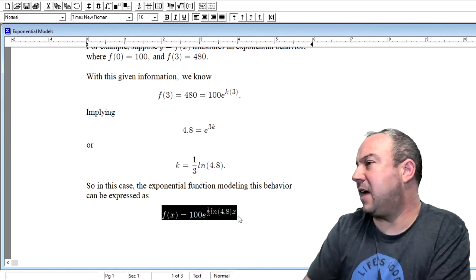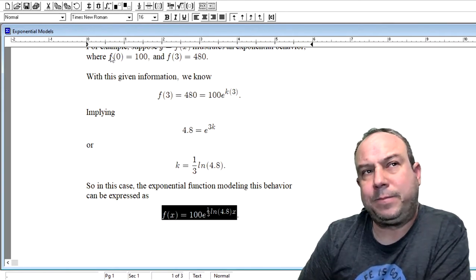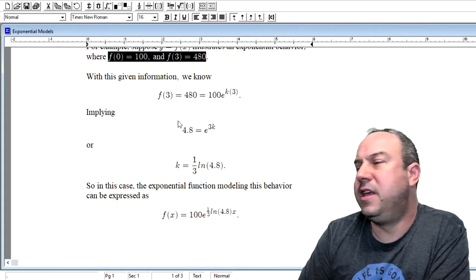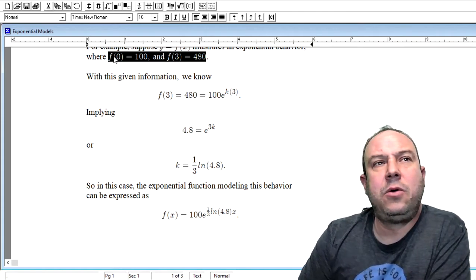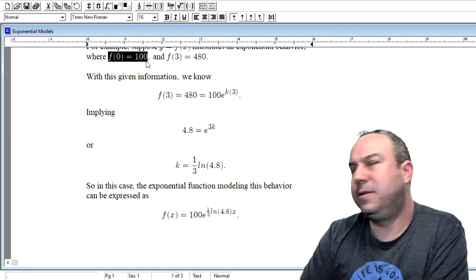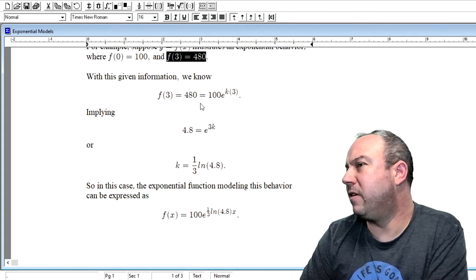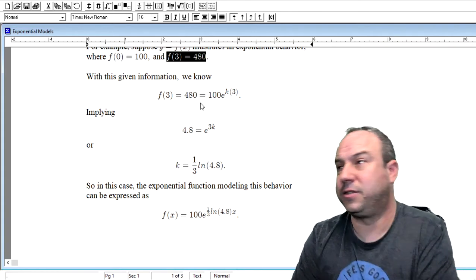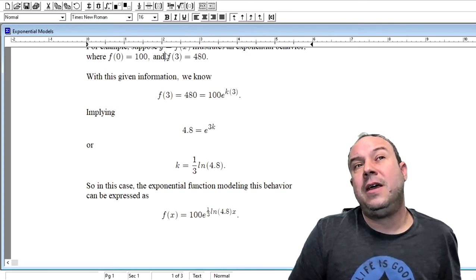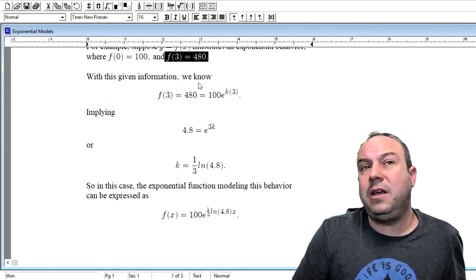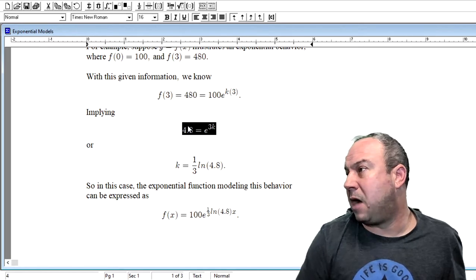This is the exponential model described by the behavior seen in the model. This initial value, and this observed value after our initial state, the observed value at the value of 3, along with the initial value, can be used to solve for k in our model.